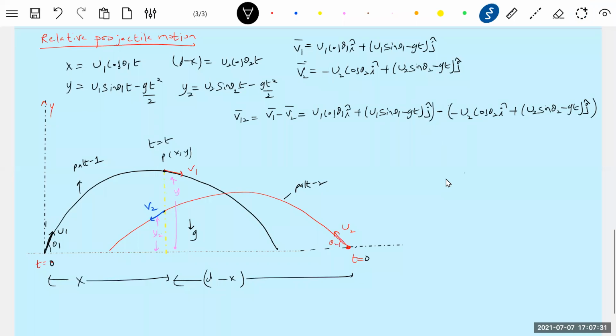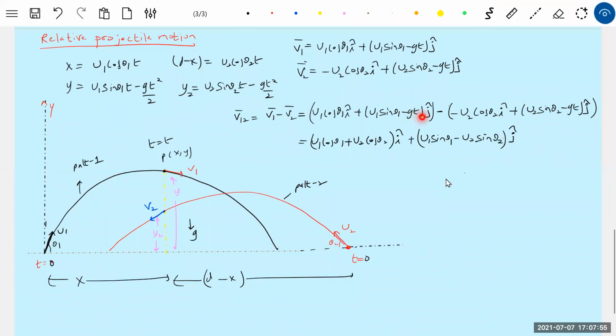This step is very important. We'll further simplify this. This will become u1 cos theta 1, u2 cos theta 2, I cap, u1 sin theta 1 minus u2 sin theta 2, j cap. So what is that? Minus gt j cap minus of minus gt j cap will cancel out.